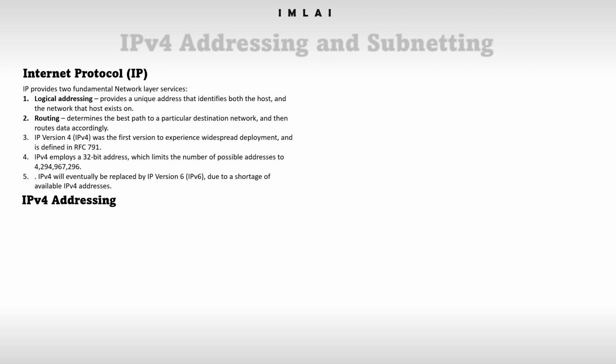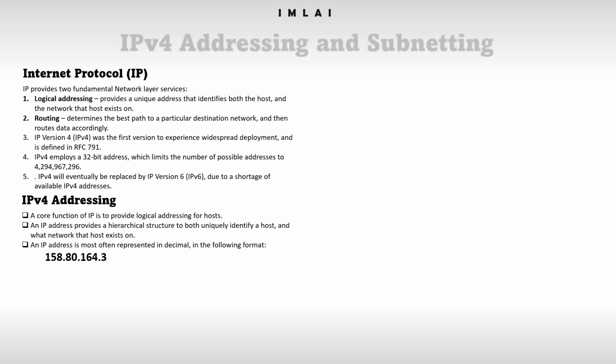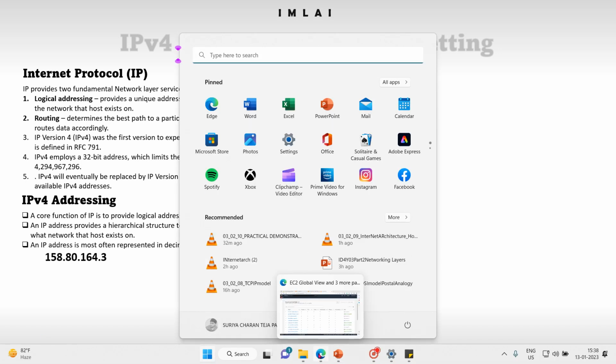So IP version 4 addressing. A core function of IP is to provide logical addressing for hosts. An IP address provides a hierarchical structure to both uniquely identify a host and what network the host exists on. An IP address is most often represented in decimal format. You can see the format on your screen. One example is 158.80.164.3, and I will demonstrate it practically also.